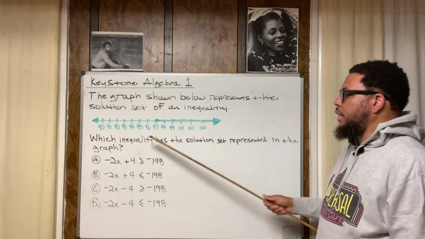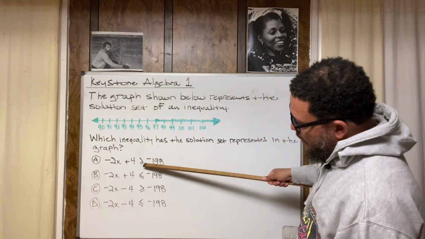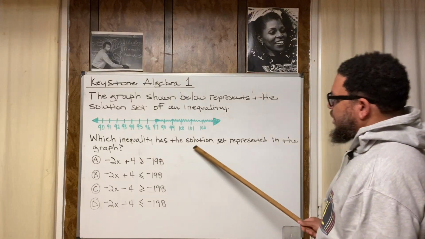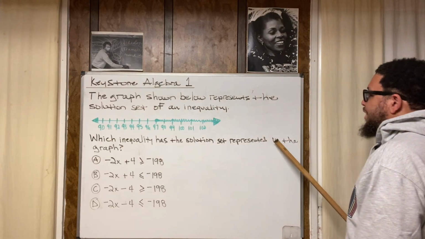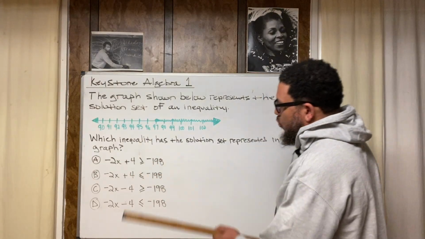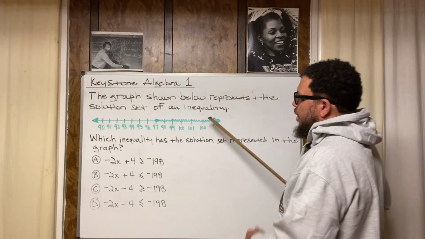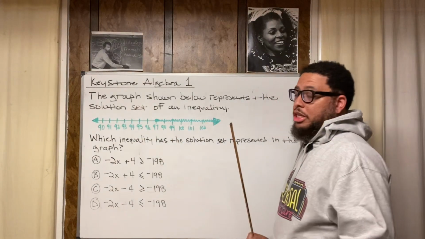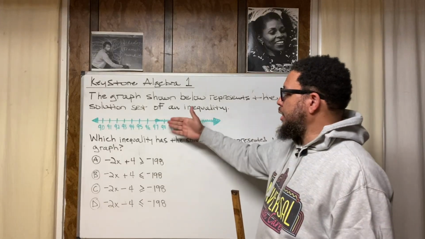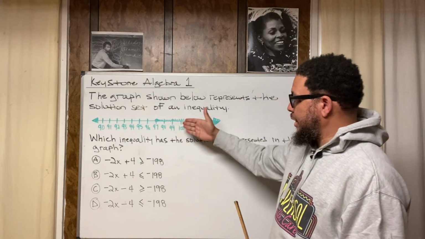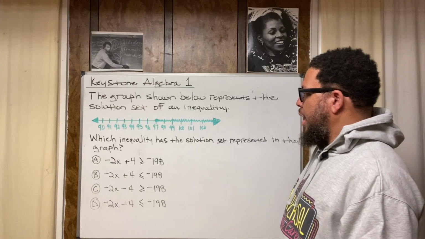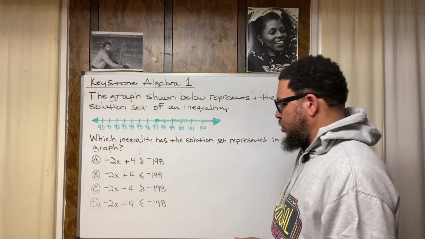So which inequality down here, these are inequalities, see the inequality sign, has the solution set represented in the graph? Which one of these is represented up here, in green, in the graph? First thing you want to do is understand how to translate this into an inequality.